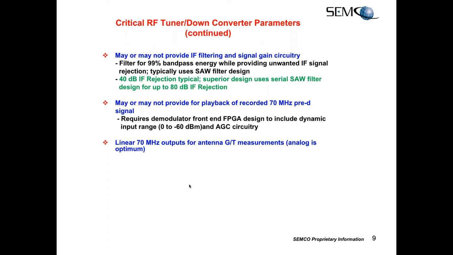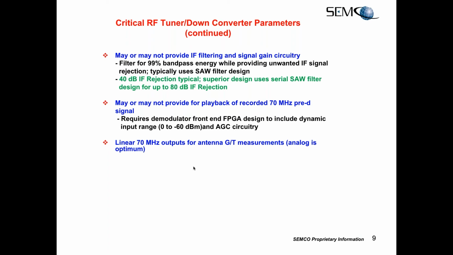Again, the front end may or may not provide for playback of the recorded 70 megahertz signal. Now, if you do have a 70 megahertz playback capability and you want that in your receiver, it's very important that the FPGA design in your demodulator has an AGC circuit that can support a dynamic input range, because the input range of that 70 megahertz recorded signal is not always controllable. It's whatever level the tape recorder puts out. So you want to make sure that you have enough range in the front end of your demodulator to support different input levels of that recorded signal. Typically, you want to look at somewhere in the neighborhood of 0 to minus 60 dBm for an input signal that could be played back through your demodulator.